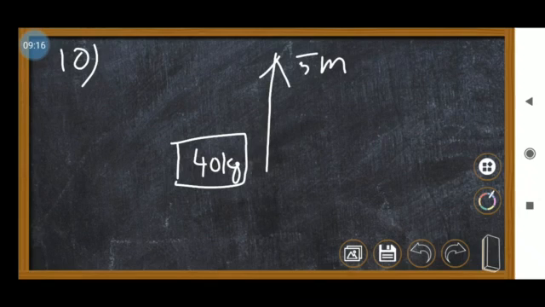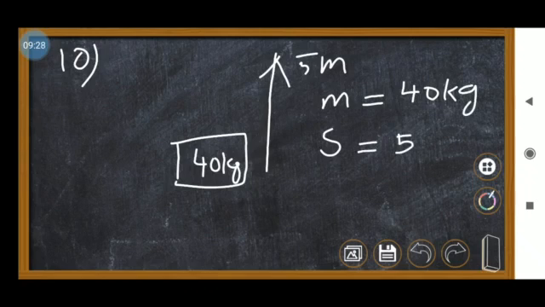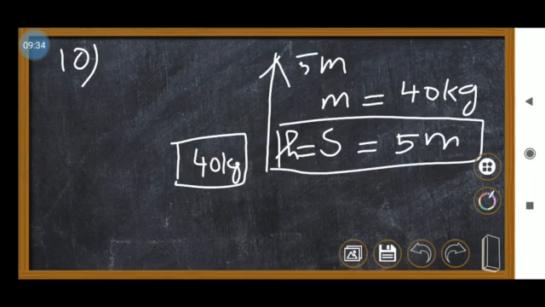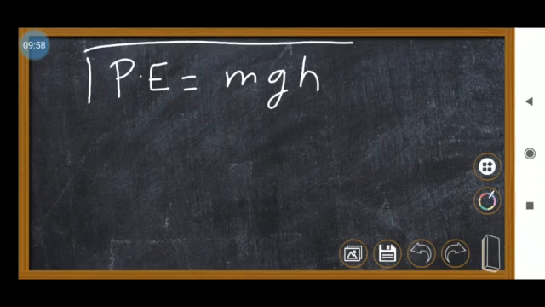First, when you are raising any object to a particular height, here I will write the given values: mass equal to 40 kg, and displacement is 5 meter. I will take this displacement as h, because it is raised above. Whenever we lift any object to a certain height, the kinetic energy of that object is reduced, but the potential energy increases due to the change in height. So what is the potential energy formula? mgh.